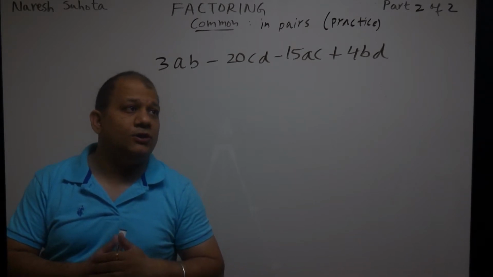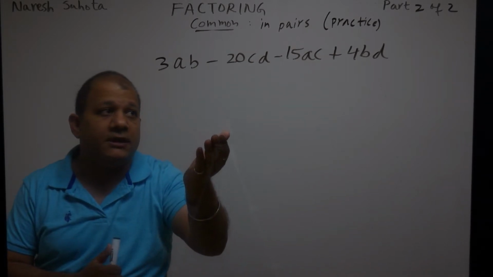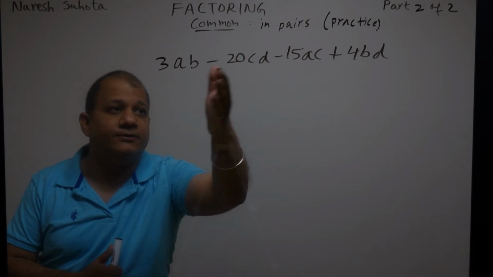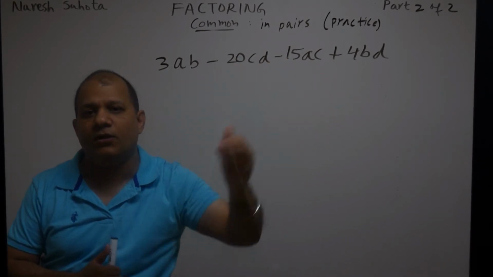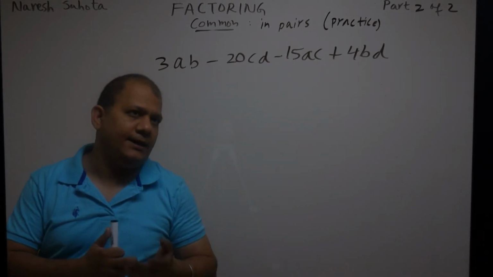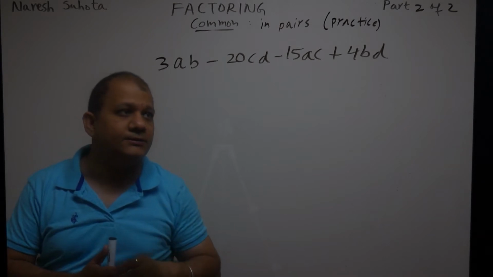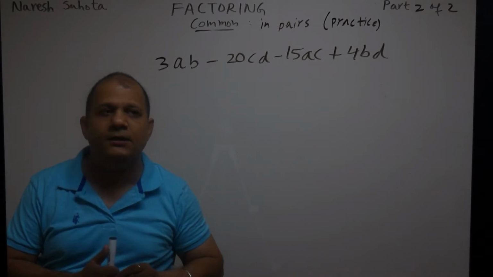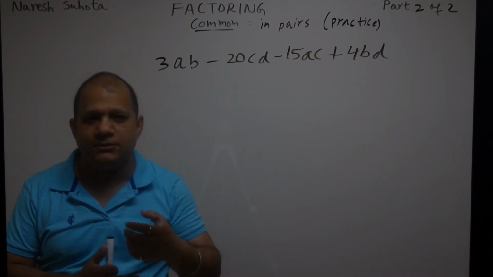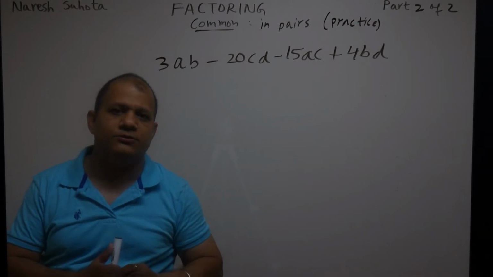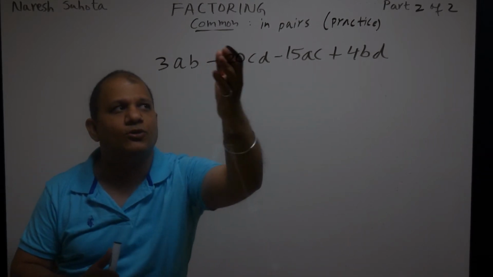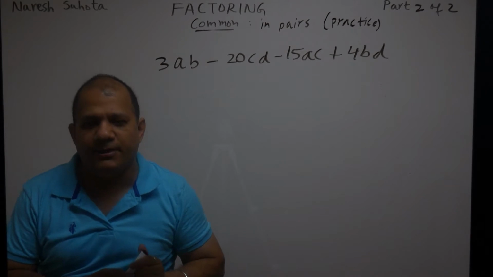Okay, so the first step would be to see if there's anything common when you take all four terms collectively. And that isn't the case because 3 doesn't go into 20 or 4, right? And nor are the variables a, b, c, d in all four terms. Anyways, we knew that because we were told to common factor in pairs.